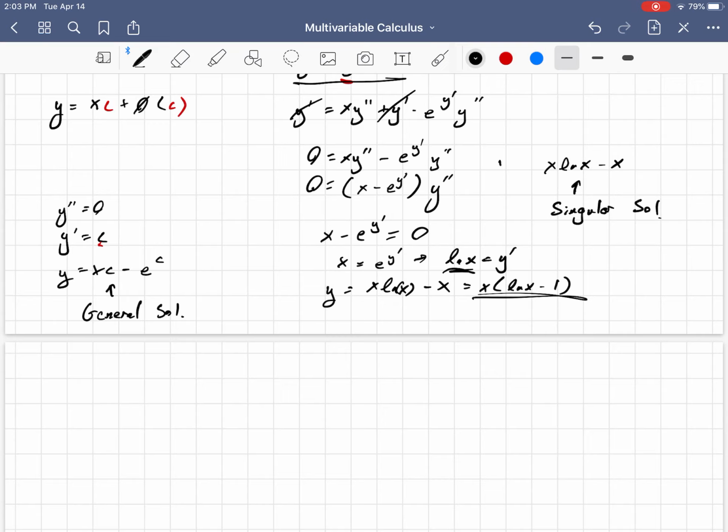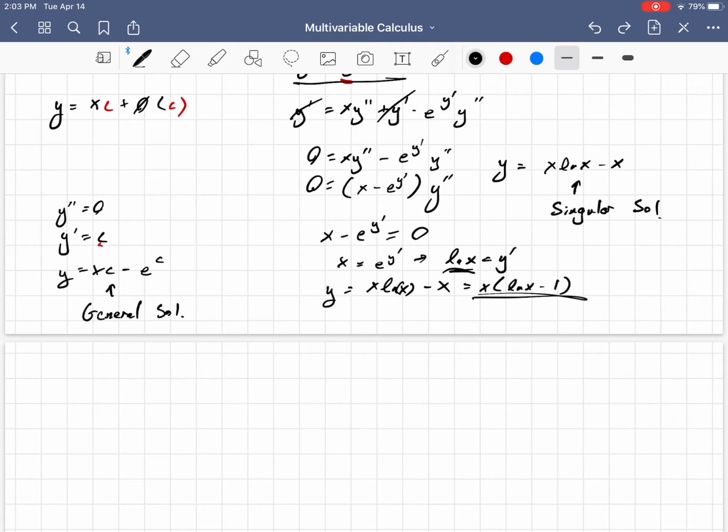So this solution here, the x ln x minus x, is known as the singular solution. Why singular? Because it's only one curve. There's only one curve defined by x ln x minus x.